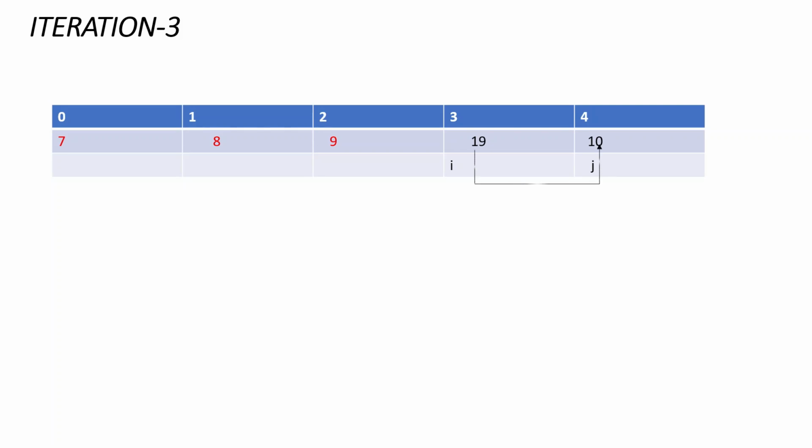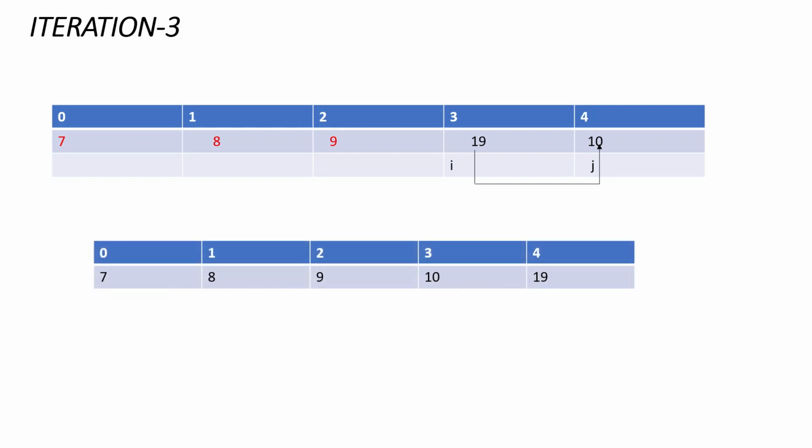In third index the element is 19. In fourth index the element is 10. Here 19 is greater than 10. That means it is satisfying the condition. Whenever the condition is satisfied, I have to swap. After swapping, it looks like this: in third index the element is 10 and in fourth index the element is 19.